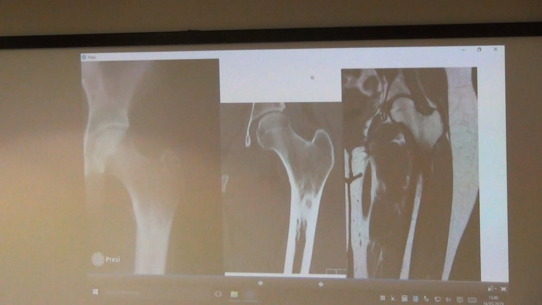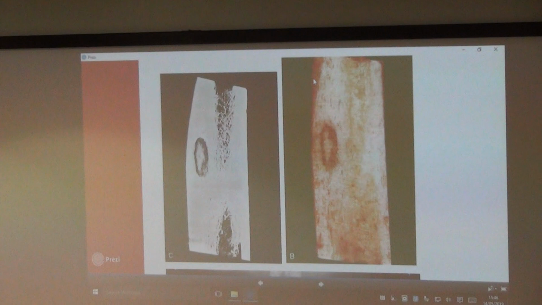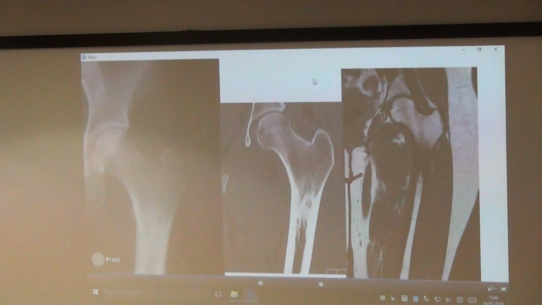Is it painful as they're doing the radio frequency? Do they do it under GA? Under GA. Right. And there are certain areas where you need to be careful.